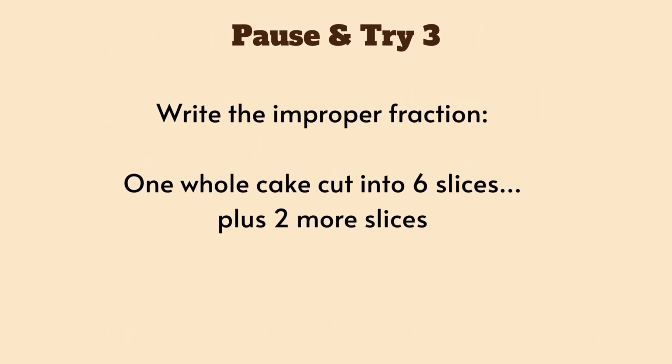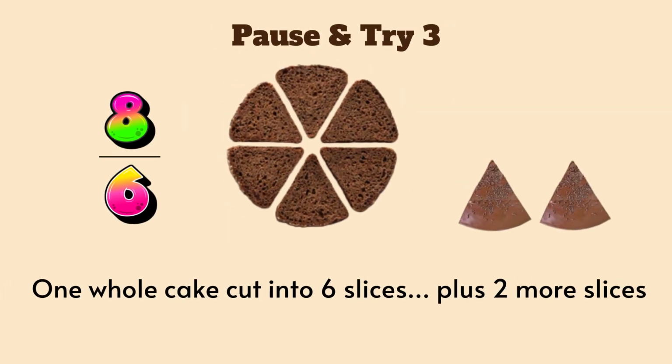Here's another pause and try activity. Pause the video and write the improper fraction. One whole cake has 6 slices. 6 slices plus 2 more equals 8/6. You're thinking like a mathematician now.